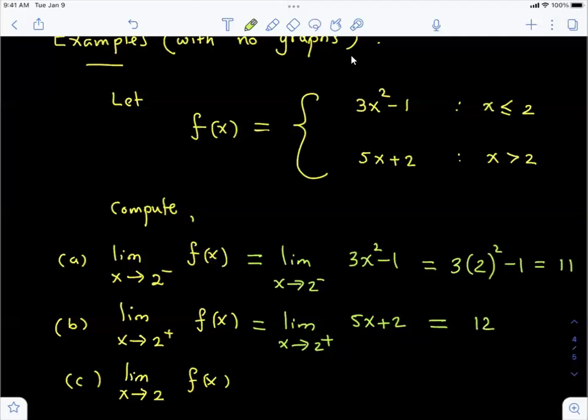Now, when you compare these two limiting values, can you see the left limit and the right limit? They do not agree with each other. There's a battle. So simply you can say this limit, the common limit, does not exist in this scenario.